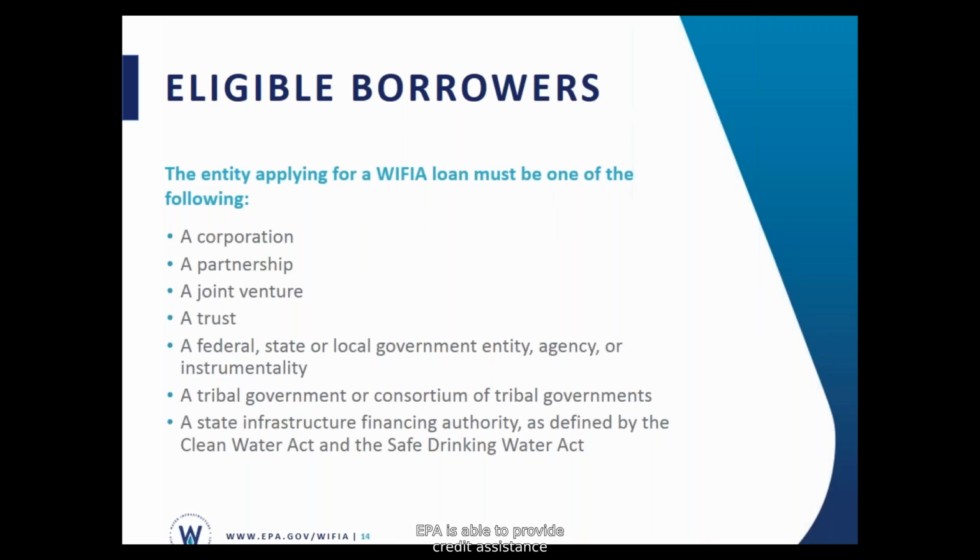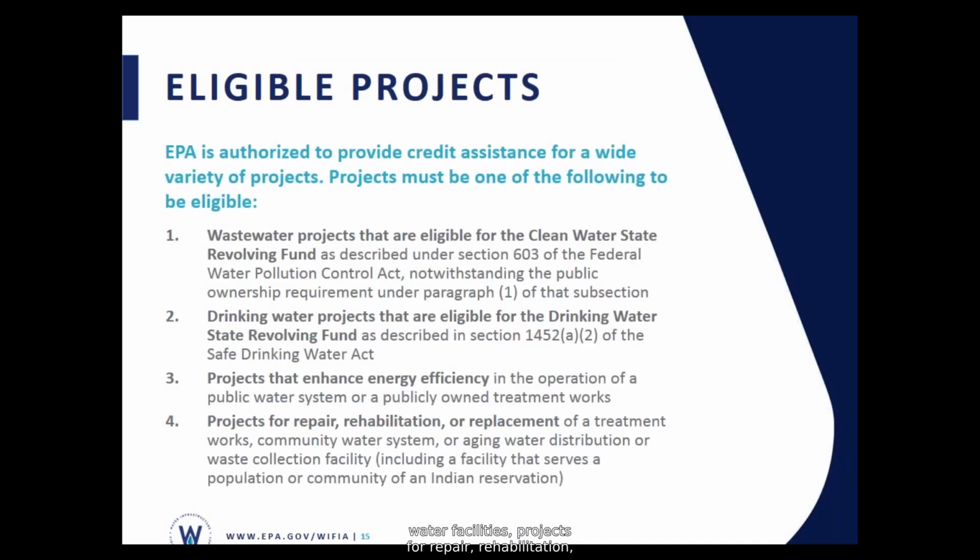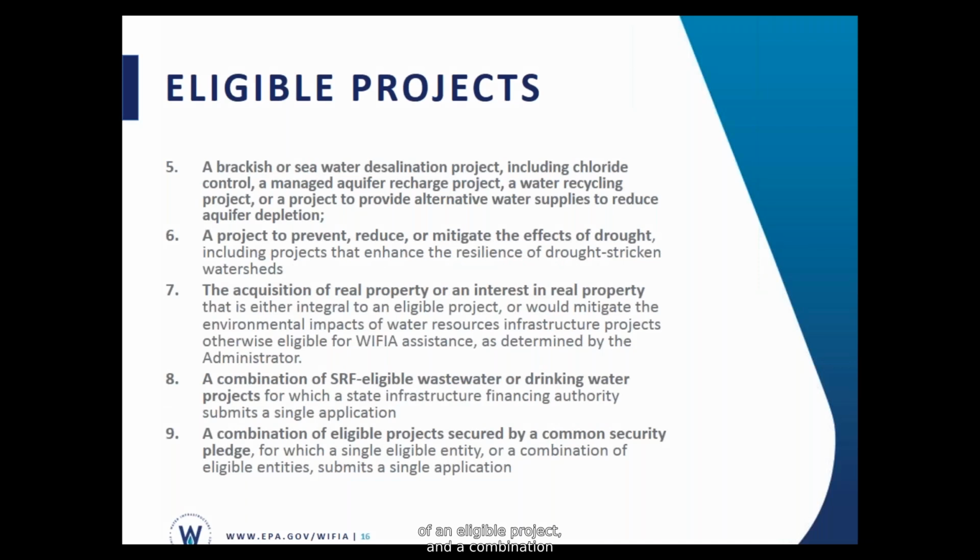EPA is able to provide credit assistance to a variety of projects, including clean water SRF and drinking water SRF, enhanced energy efficiency projects at drinking water and wastewater facilities, projects for repair, rehabilitation, or replacement, desalination, aquifer recharge, alternative water supply and recycling projects, drought prevention, reduction, or mitigation projects, acquisition of property if it is integral to or will mitigate the environmental impacts of an eligible project, and a combination of eligible projects secured by a common security pledge, which will be discussed in more detail later. You should also keep in mind that we can accept a written description of the project and let you know whether it's eligible at any time.